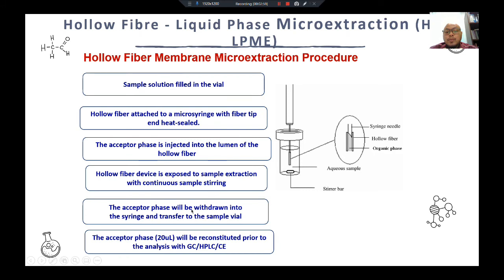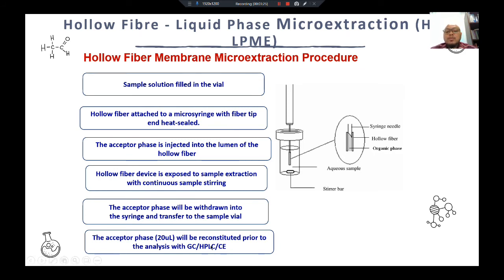Okay, so lepas kita dah perform the extraction process, after certain minutes we can extract back the acceptor phase, dia boleh sedut, kita boleh masuk dalam another vial. Okay, kalau contohnya macam dalam ni you dah ada about 20 microliter, tak ada masalah, so you boleh terus run guna GC lah kalau you guna GC, sebab GC most of the time injection is about 1 microliter, 0.5 microliter, 1.5 microliter. Okay, that's it.